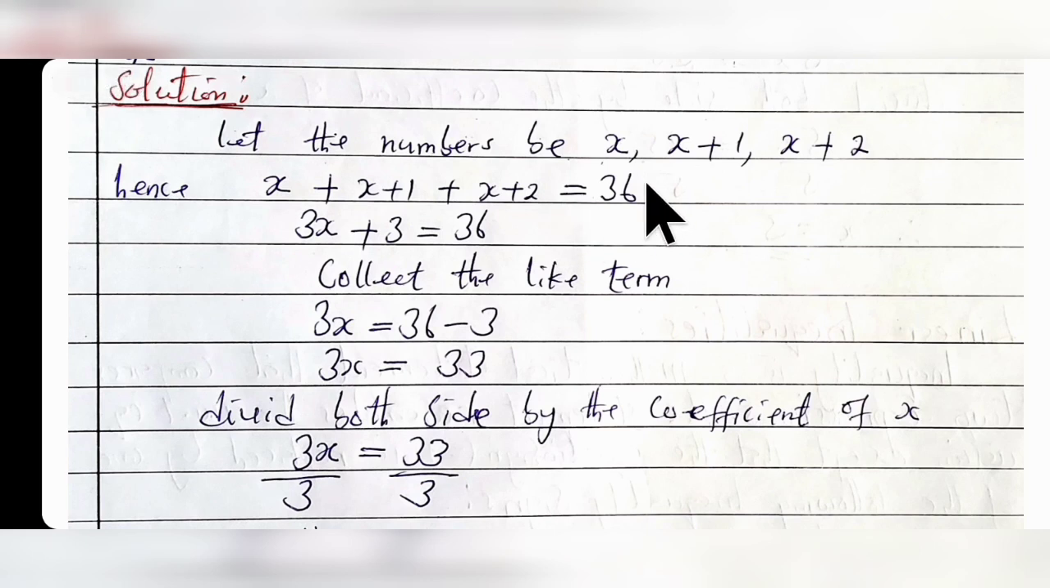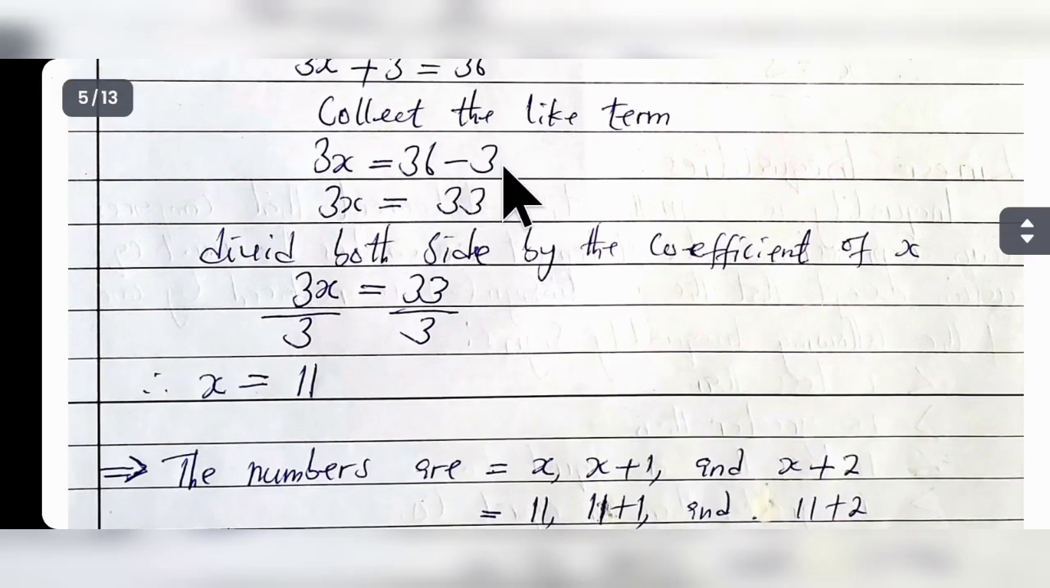Their sum is 36. So x plus x plus x is 3x, 1 plus 2 is 3, equals 36. Collect the like terms. 3x is going to be equal to 36 minus 3, because taking the positive 3 to the right-hand side, crossing the equals sign, changes to minus. So we have 3x equals 36 minus 3, which is 33. Divide both sides by the coefficient of x. So we have 3x over 3 equals 33 over 3, which is 11.